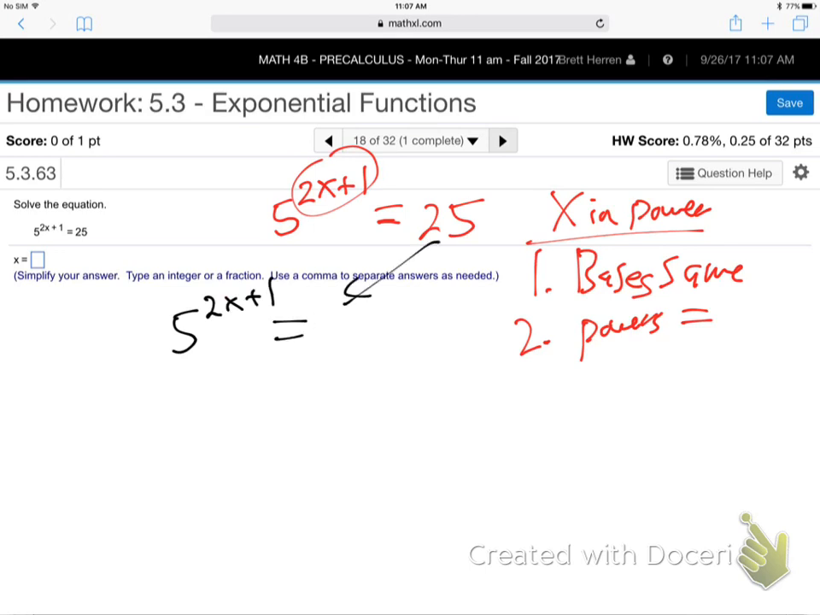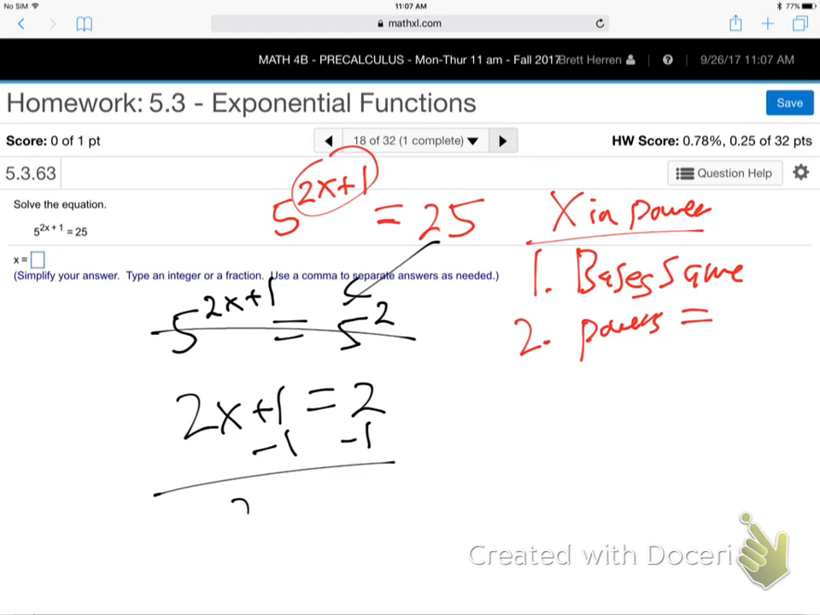So 25 is 5 squared. So we made the bases the same. Now you can cut them out and just set the powers equal. Why? Because if 5 to something is 5 to something, those powers have to be the same, or 5 to one of them wouldn't equal 5 to the other if they were different, right? So now the powers are equal, solve this, subtract 1 from both sides, divide by 2, it's a half.